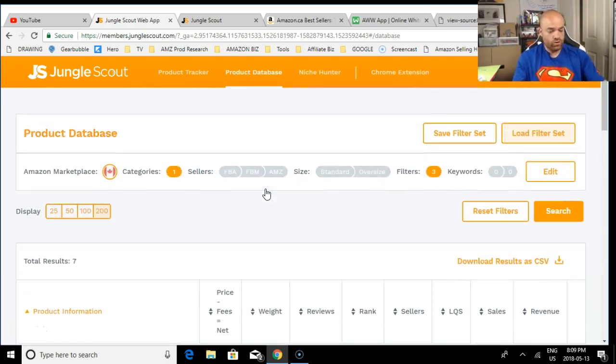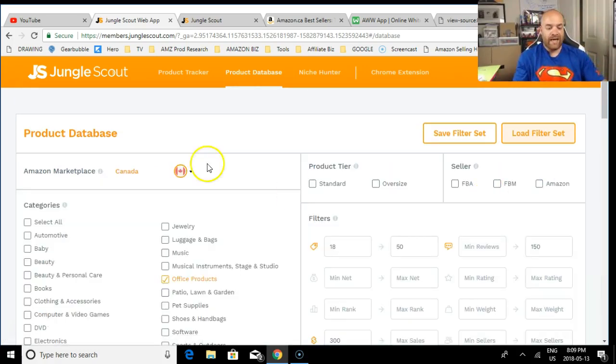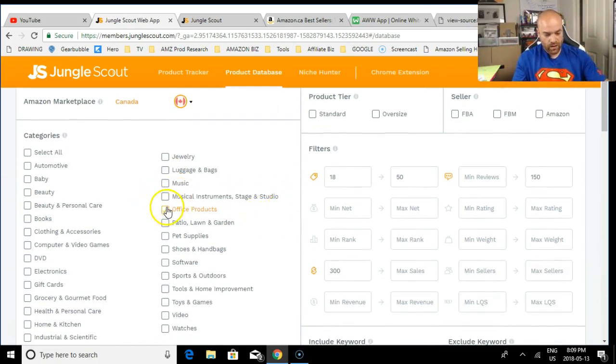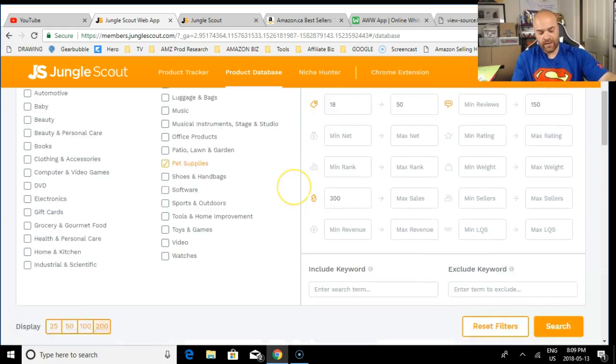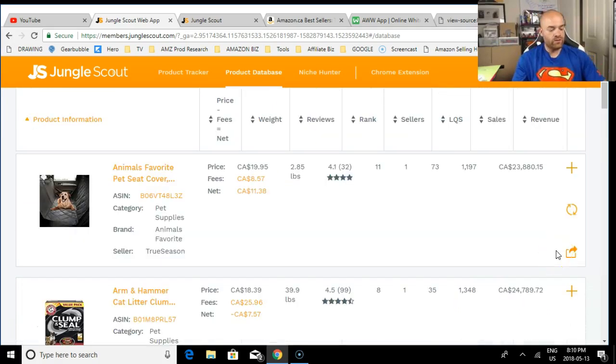So now we'll do one more. We will look into pets. Pets is another big category. So we'll jump off office supplies and into pets. I won't do patio and lawn because it's seasonal. Now I can show you patio and lawn because we're in the season right now, but let's do pets first. And how many do we get?